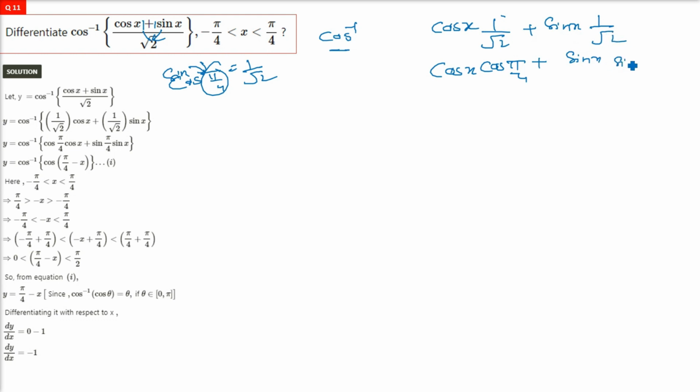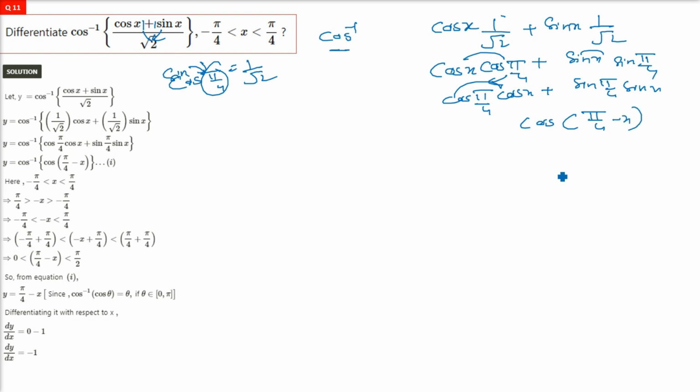Alright, and this formula, that is cos a cos b plus sin a sin b, is cos of a minus b, and it's up to you how you pick it up, whether you want cos x first or cos pi by 4 first, it's up to you. But the final output of this, what we have done, is cos of a minus b. A I have taken as pi by 4. So cos inverse of cos of pi by 4 minus x. You already have a cos inverse outside. Cos inverse you can cancel. You have pi by 4 minus x. You have to differentiate. Pi by 4 will be 0. And negative x is 1 only. So negative 1 will come. The differentiation is not that much of an issue. It will be negative 1. And that is your answer also.